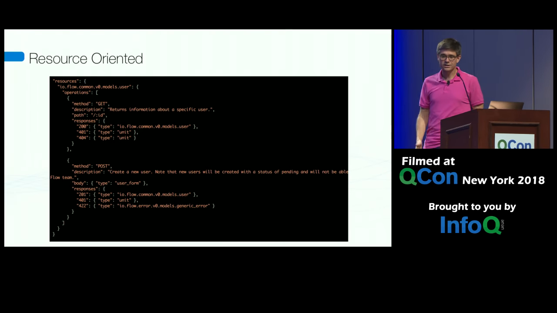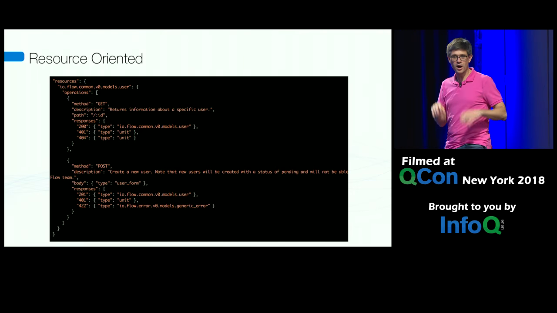So we've got our user. How do we actually interact with the user? This is how we create, let's call them operations on the API.